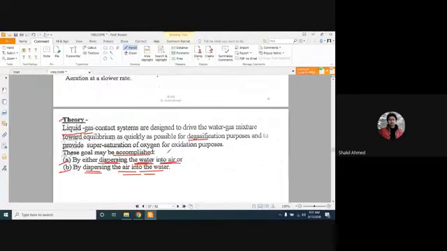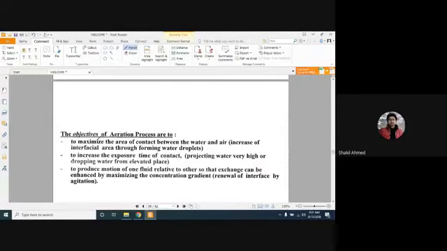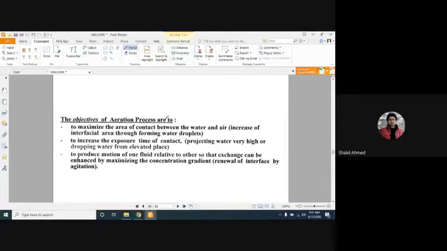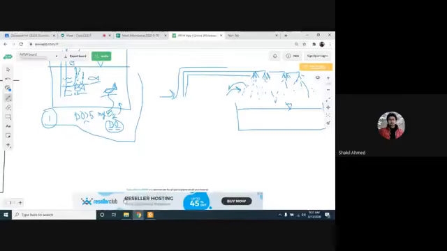Okay, the objectives of the aeration process are to maximize the area of contact between the water and air, to have an increase of the interfacial area through forming water droplets.